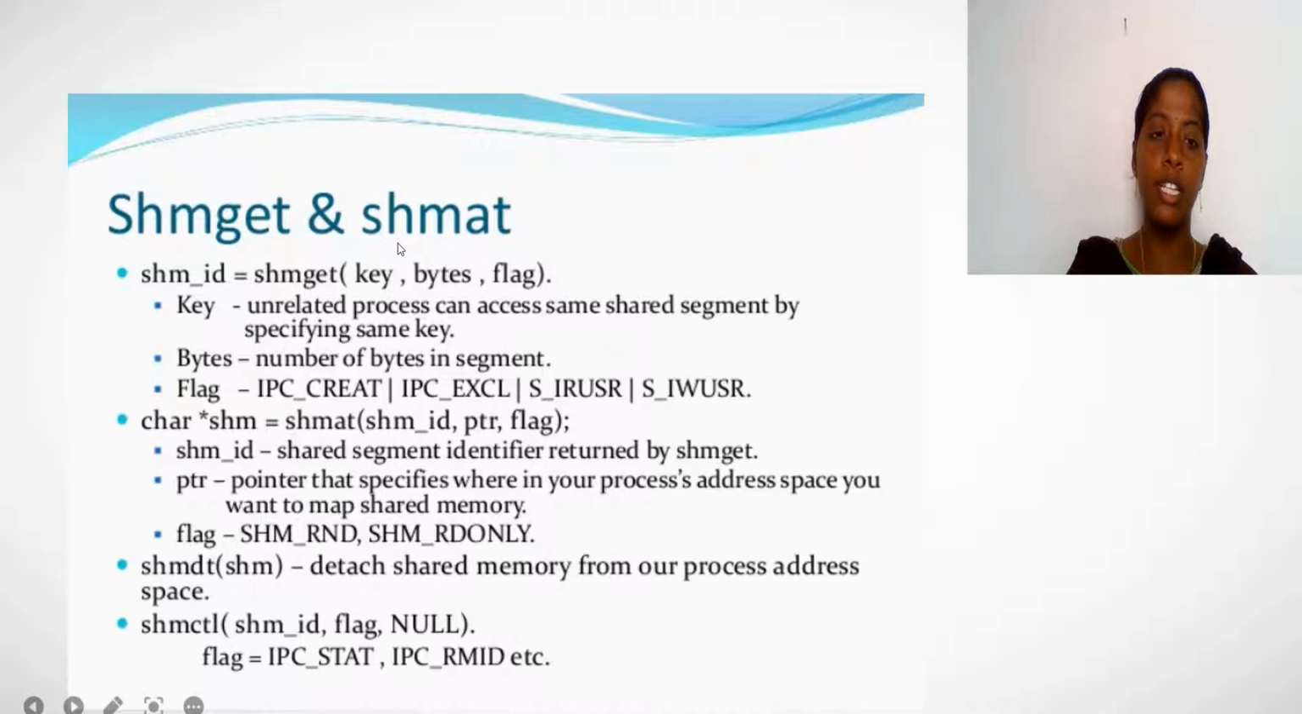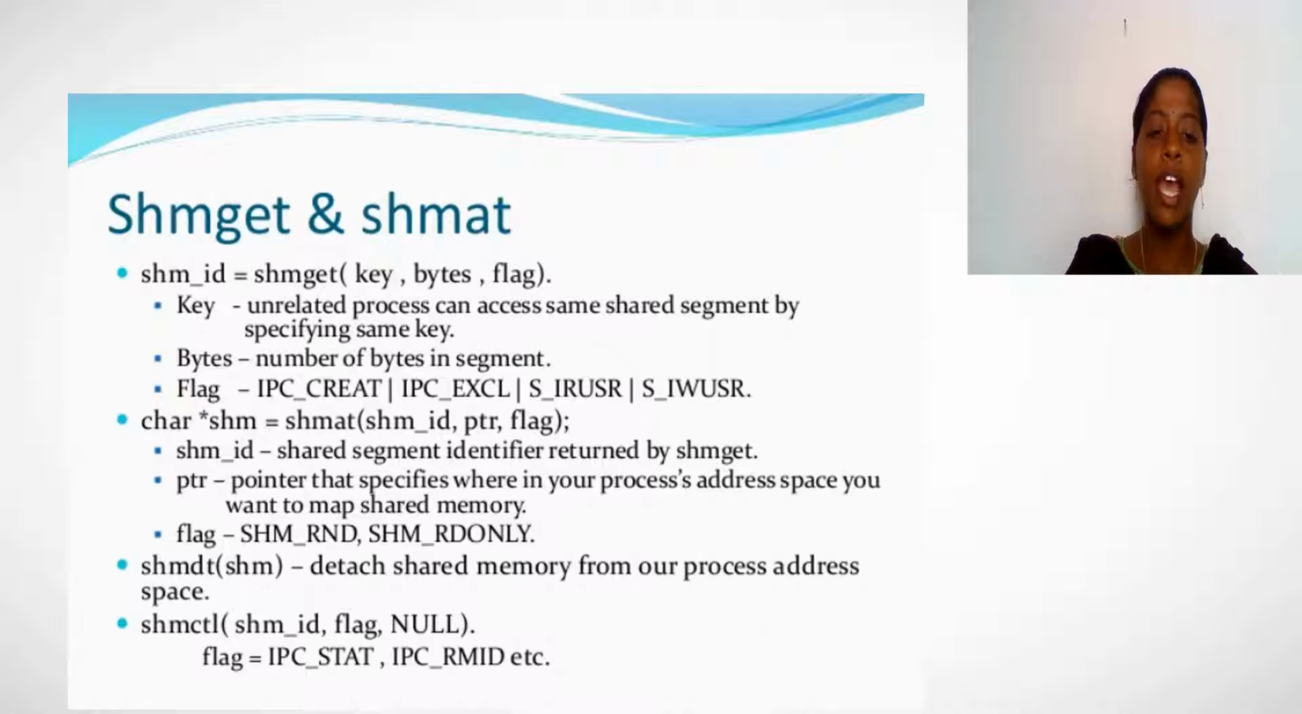Next, we will discuss SHMGET and SHMAT on the shell. shm_id = shmget(key, bytes, flag), in which key means unrelated processes can access the same shared segment by specifying the same key. Next, bytes is the number of bytes in the segment.